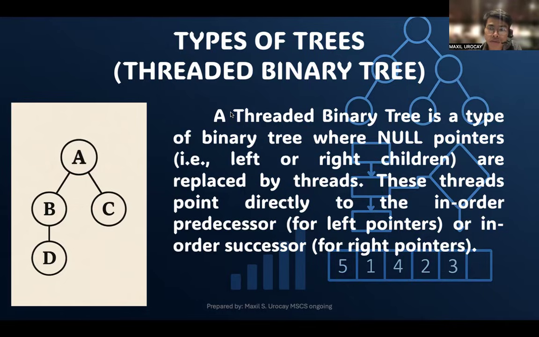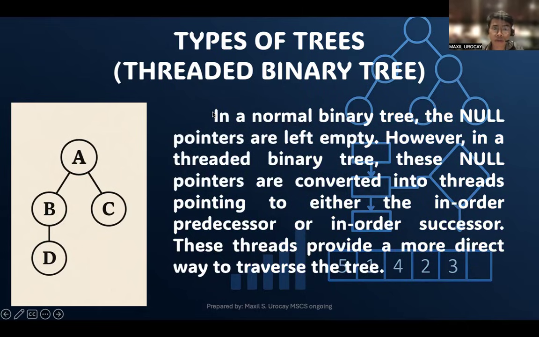There will be some types of threaded binary tree as well that we'll illustrate in a while. There will be three types commonly that we will illustrate in the calculation. So in a normal binary tree, the null pointers are left empty. However, in a threaded binary tree, these null pointers are converted into threads, pointing to either the in order predecessor or in order successor. And these threads provide a more direct way to traverse the tree. So we'll begin to illustrate that and how you are going to work with this.